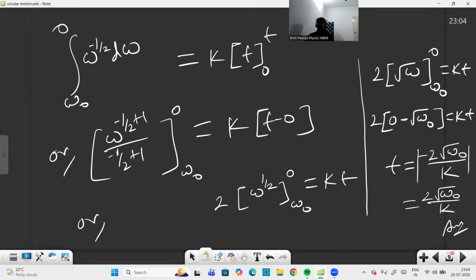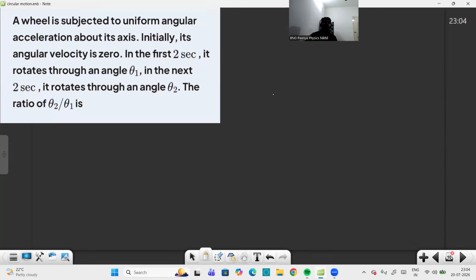Now next one is a wheel is subjected to uniform angular acceleration about its axis. Initially its angular velocity is 0. In first 2 seconds, it rotates through an angle theta 1. In the next 2 seconds, it rotates through an angle theta 2, the ratio of theta 2 by theta 1. So see here it is given initially angular velocity is 0. So first of all, whatever data is given, we have to write. Initial angular velocity means omega initial is 0. Omega initial equals to 0 radian per second.